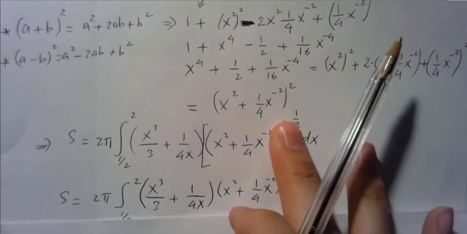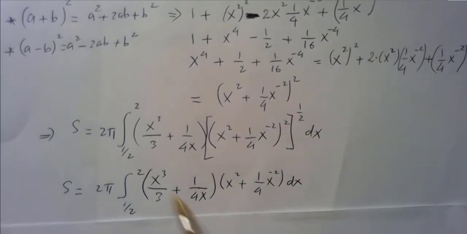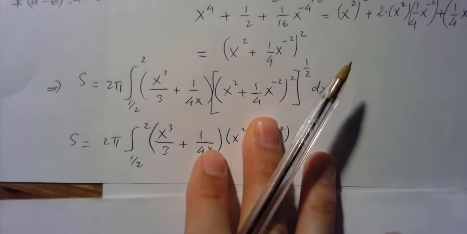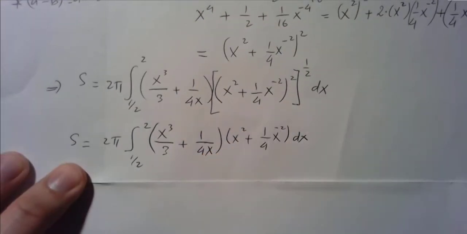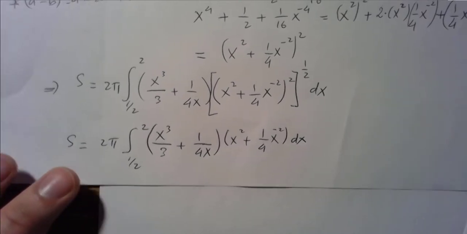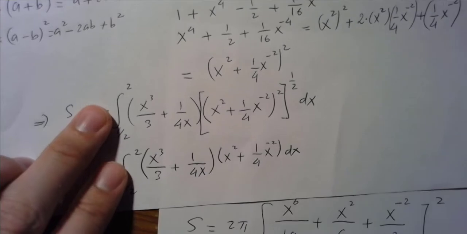Okay, so this is now easy. We just have two binomial terms. Now let's try to FOIL them and see what we get here. Okay, let me go to the next page. So let's FOIL them and see what we get here.